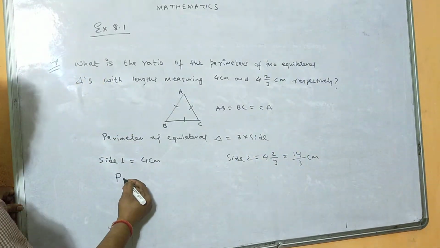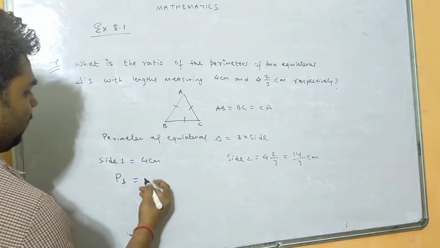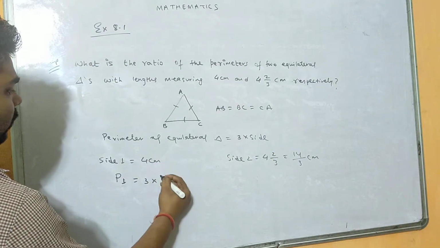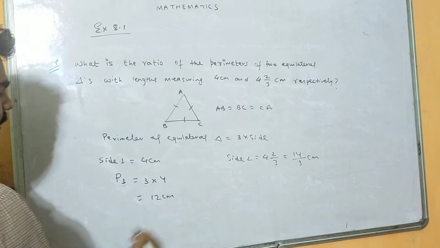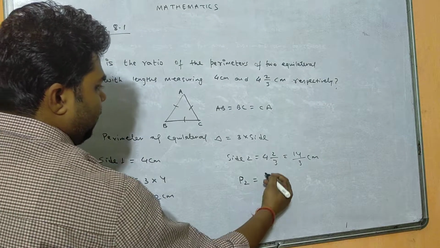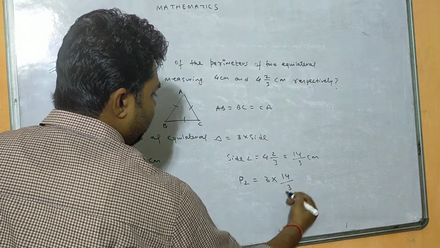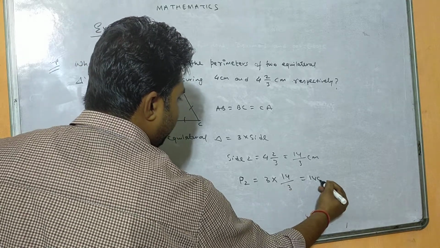Let us consider perimeter 1 is, what is the formula? Perimeter 3 into side. That means 3 into side 1. Side 1 is what? 4. That means 3 4 is 12 cm, right? So what is the perimeter for second triangle? That means P2 is 3 into side. That means 3 into side is how much? 14/3. So 3 and 3 will get cancelled, we will get 14 centimeter.